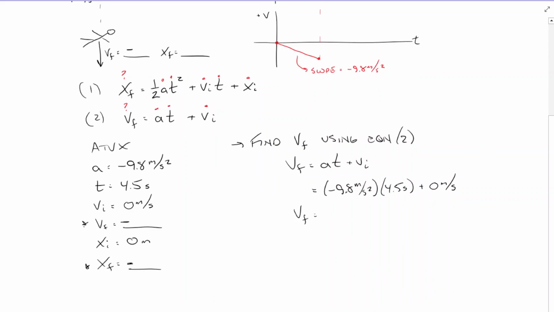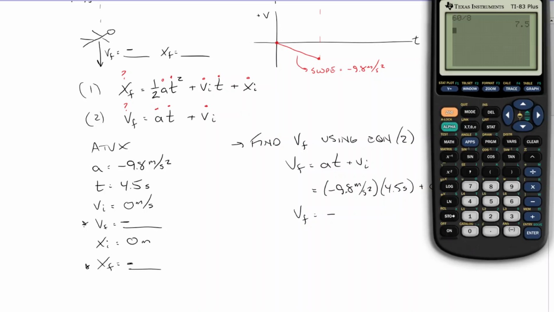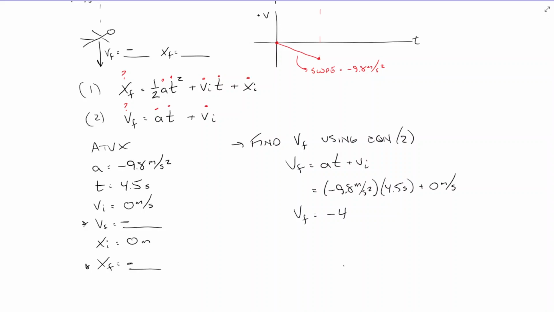We're going to get a final velocity. Lo and behold, it is negative. I expect it to be negative. And it's 9.8 times 4.5. Which makes sense, right? I'm adding 9.8 meters per second every second. If it was 4 seconds, it would be 9.8 times 4. So I expect something in this ballpark. I had 44.1, and that's a velocity.